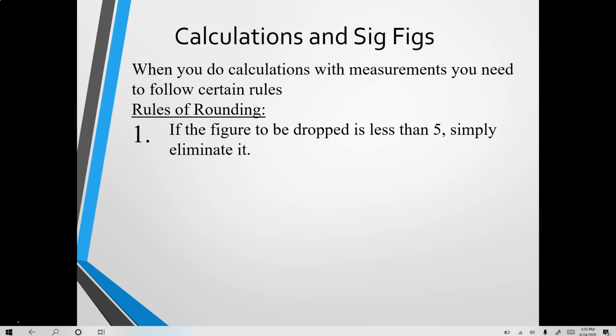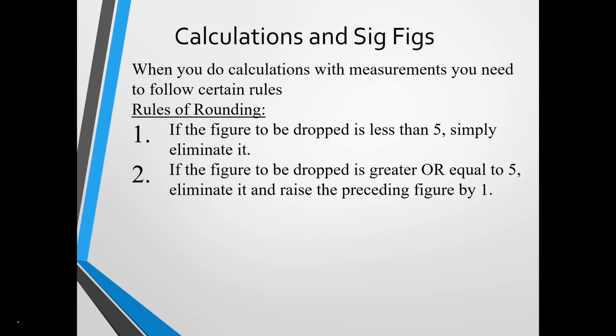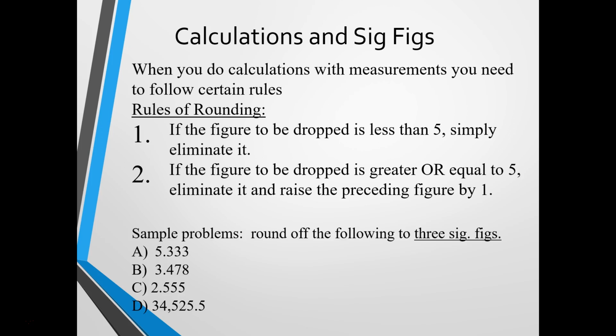If the figure to be dropped is less than 5, you get rid of it. If the figure to be dropped is greater than or equal to 5, you eliminate it, and you raise the preceding figure by 1. So what does this mean? Round these off to three significant figures.